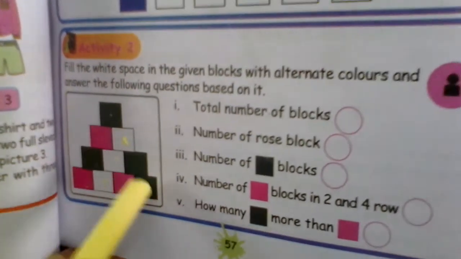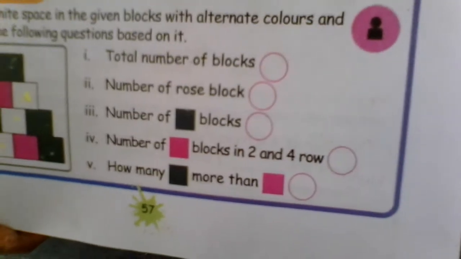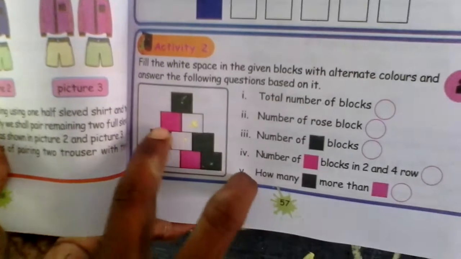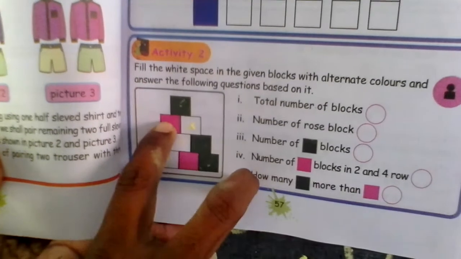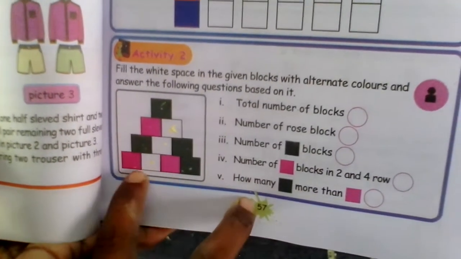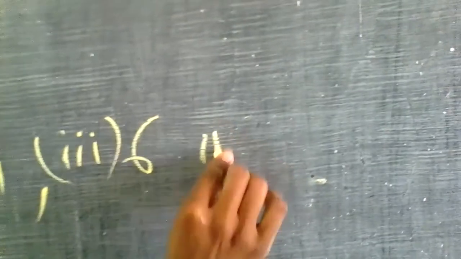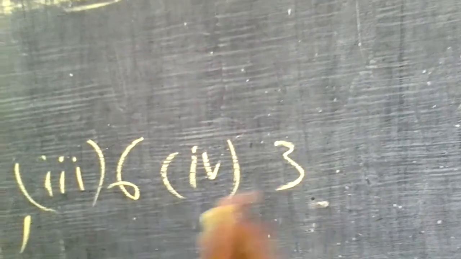Now the third one, number of green blocks, how many are there, right? Number of green blocks, you have to fill it here. See, here you will be filling the green here as well as the green displays. So how many are there? 1, 2, 3, 4, 5, 6. So you will get the answer as 6. Number of pink blocks in the 2nd and 4th row. The second row is this one. So 1 I have, and in the 4th row pink blocks, 1, 2 we have. So totally we have 3. So the 4th answer will be 3.